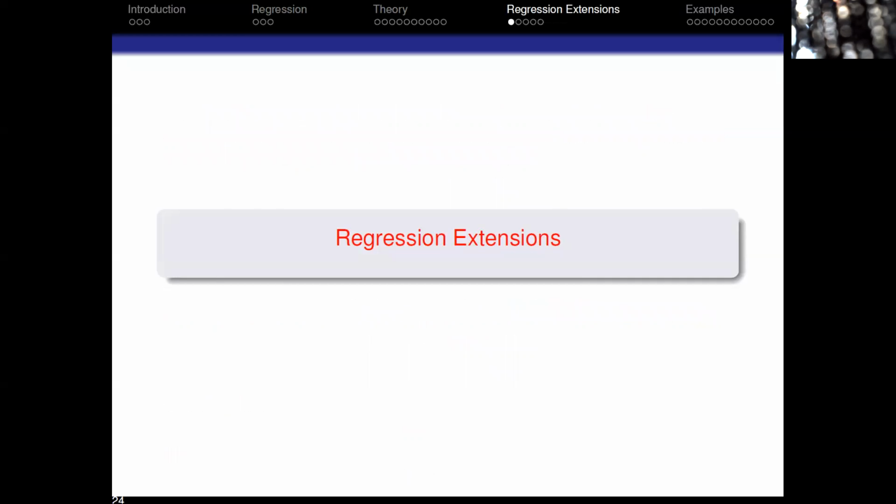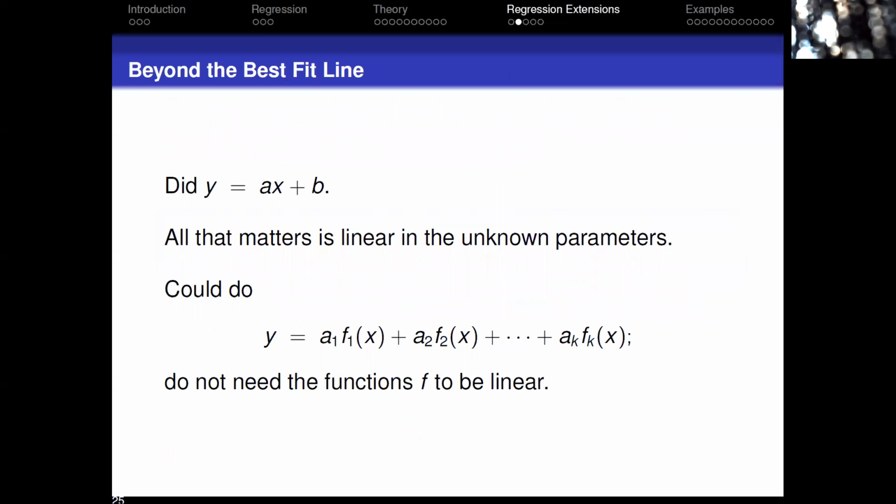All right, some extensions. Most things in life are not linear. It turns out all that matters is it has to be linear in the unknown parameters, not in the inputs, not in the x's. So for instance, I could have a1 f1 of x plus a2 f2 of x all the way up to ak fk of x. We did the special case when k equals 2, f1 of x is just x, f2 of x is just 1. That gives you the best fit straight line.